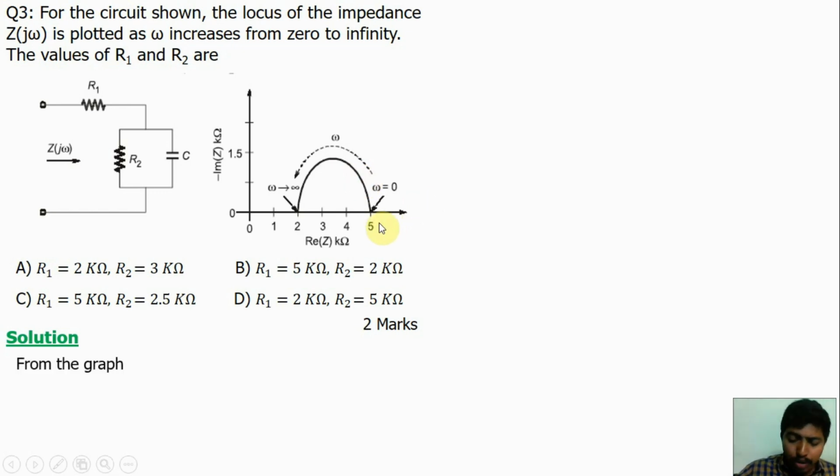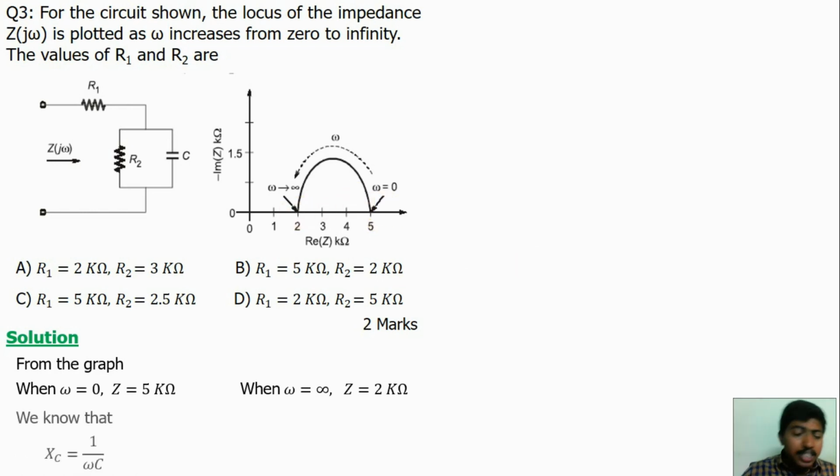Z is equal to 5 kilo ohm. When omega is equal to infinity, the impedance Z is equal to 2 kilo ohms. The imaginary term is 0 in the impedance when omega is equal to 0 and omega is equal to infinity. Okay. Now, the relation between reactance Xc and omega.